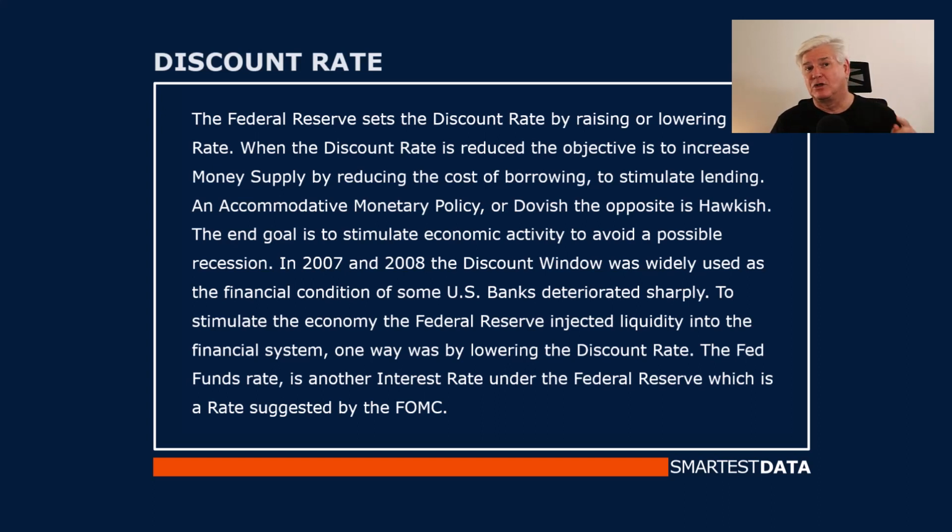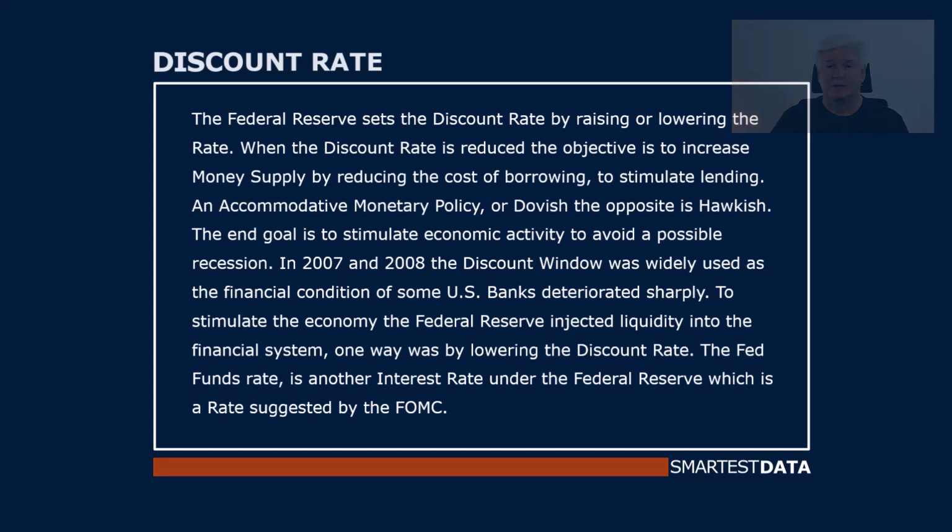In 2007-2008, the discount window was widely used as the financial conditions of some US banks deteriorated sharply. To stimulate the economy, the Federal Reserve injected liquidity into the financial system. One way was by lowering the discount rate. The Fed funds rate is another interest rate under the Federal Reserve, which is the interest rate suggested by the FOMC.